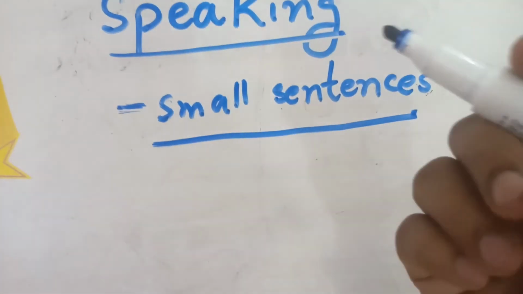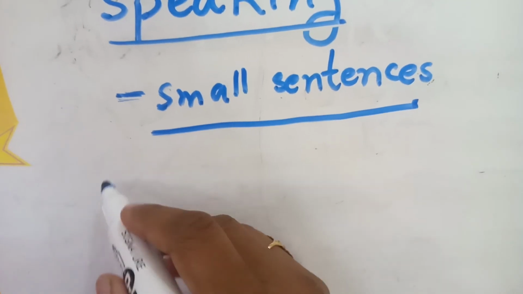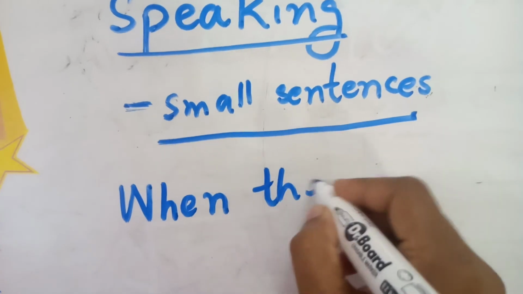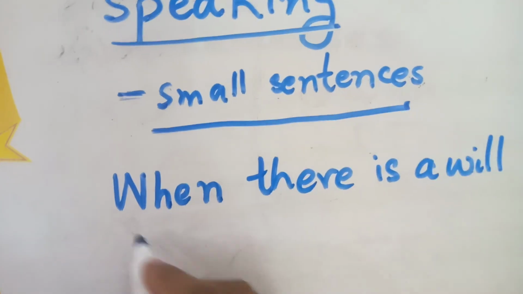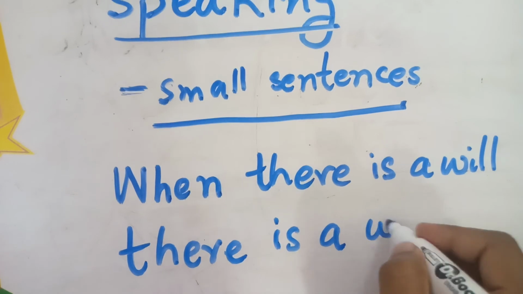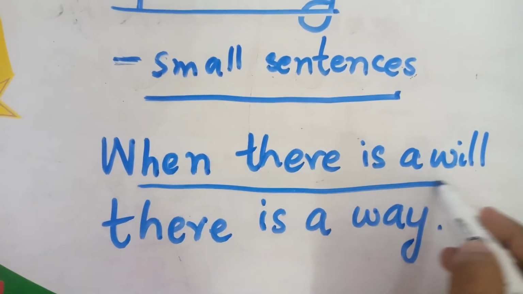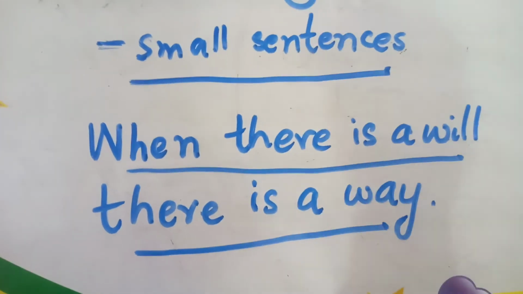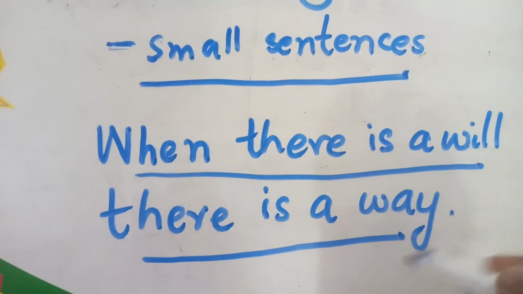And if you are keen to learn, you can learn. The thing that is required is, when there is a will, there is a way. It's an English proverb that says that if you have a willpower that I can do this, I have to do this, if you make it your goal, if you make it your aim, you can always have a way for doing that.